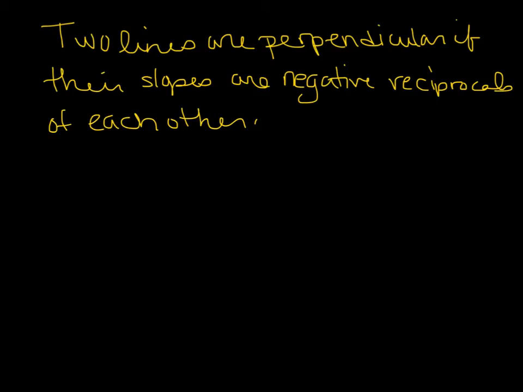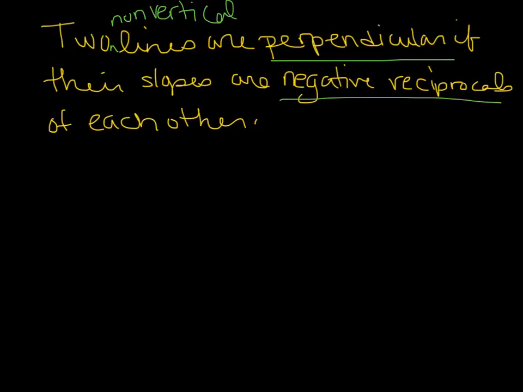The second important concept here is perpendicular lines. So two lines are perpendicular if their slopes are negative reciprocals of each other. And I'm actually going to add a little thing. Both lines have to be non-vertical. We'll talk about vertical and horizontal lines later on. But you don't really even need to worry about that. Just remember they have to be negative reciprocals.